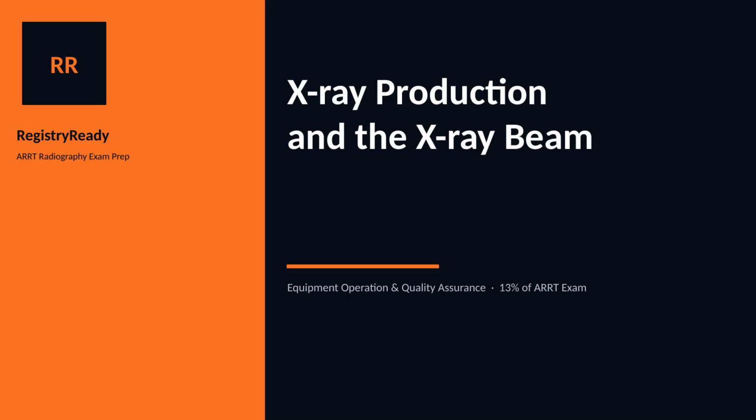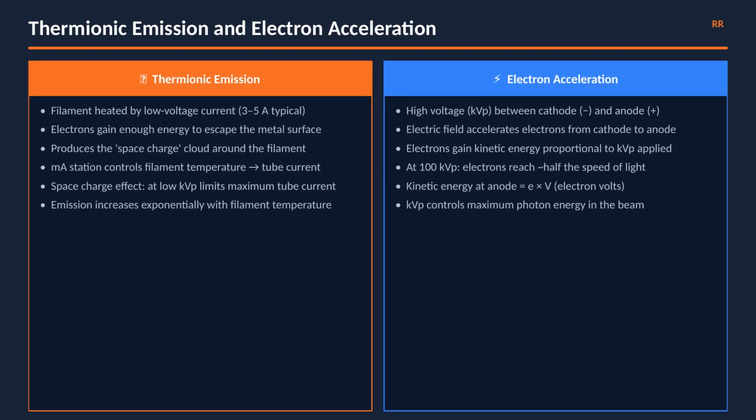15 minutes. X-ray production begins with thermionic emission. The tungsten filament is heated by a low-voltage current, 3 to 5 amps. As temperature rises, electrons gain enough thermal energy to escape the metal surface. This creates the space charge, a cloud of free electrons surrounding the hot filament. The MA station on the console controls filament temperature.